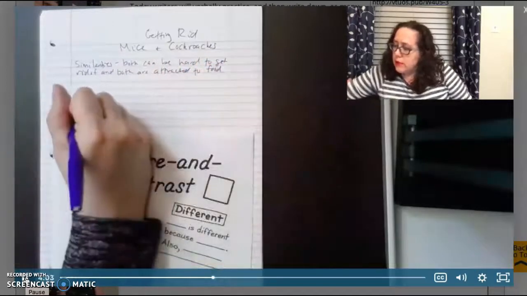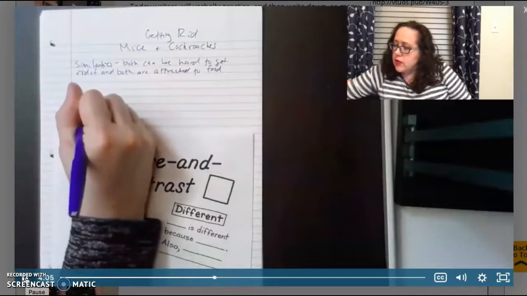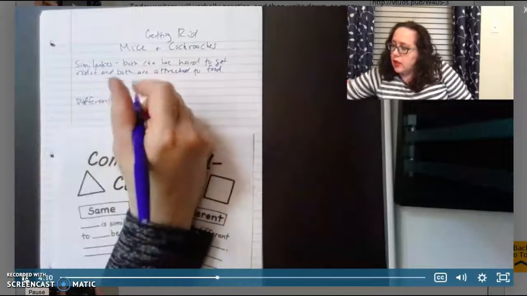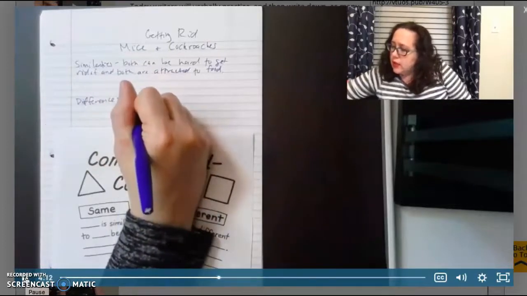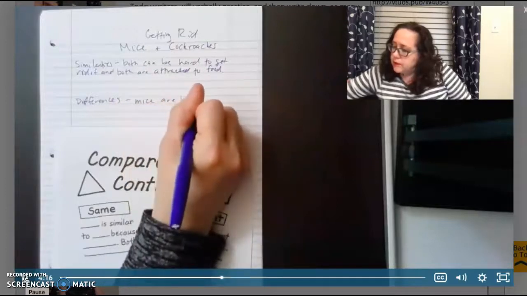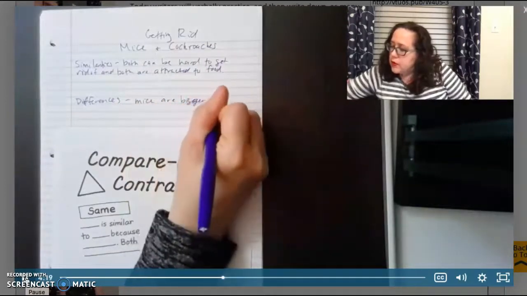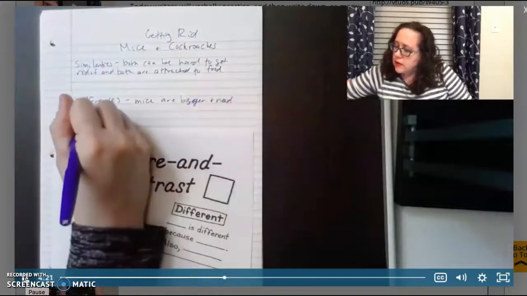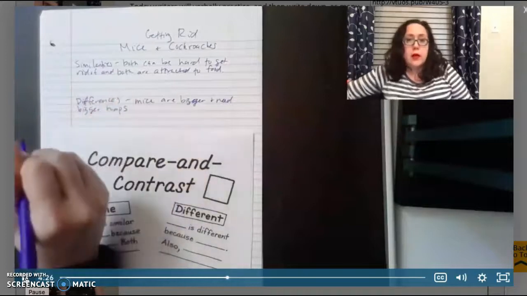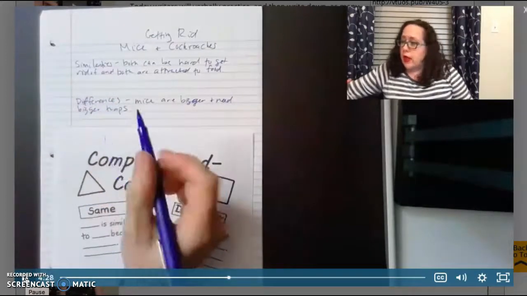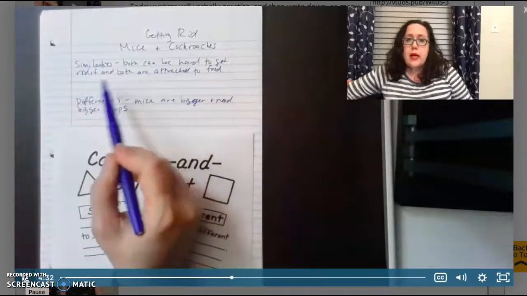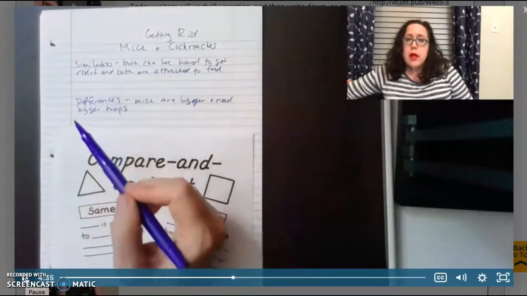I could keep going, but I'm going to jump over to differences just so you can see how that goes. Differences, let's see. Mice are bigger and need bigger traps. I could keep going, but I think you see what I'm doing. I'm trying that same topic of getting rid of cockroaches, but I'm adding it with the structure of similarities and differences.